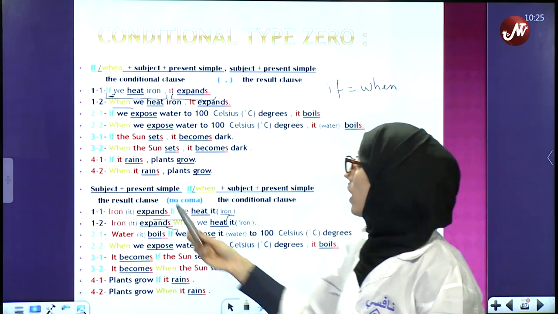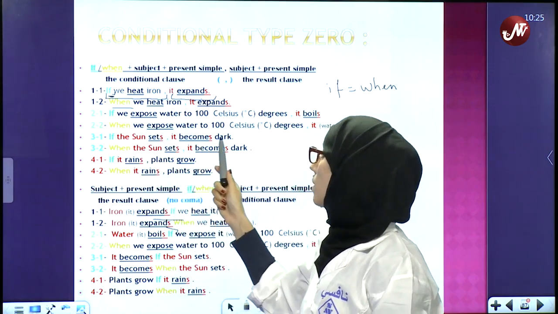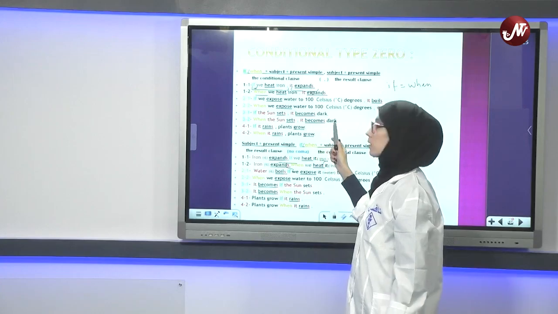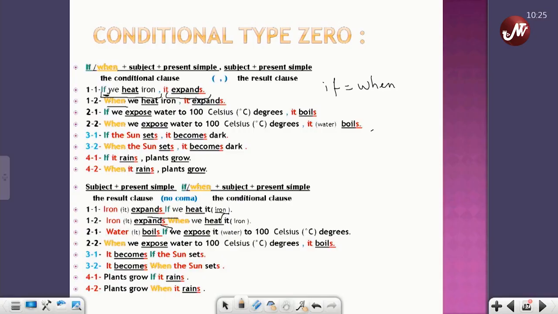Okay? So now, if the sun sets, it becomes dark. When the sun sets, it becomes dark. If it rains, plants grow. When it rains, plants grow. So here we use if and when interchangeably. Do you know what interchangeably means? It means we can change them without changing the meaning.